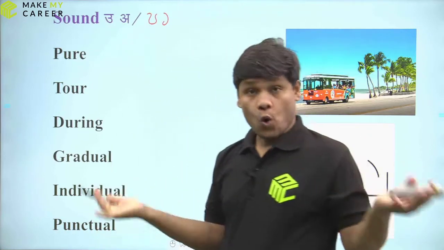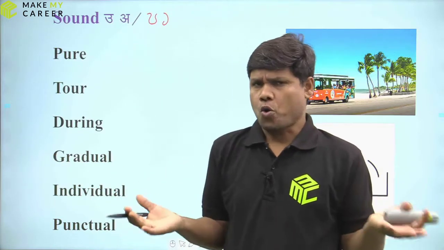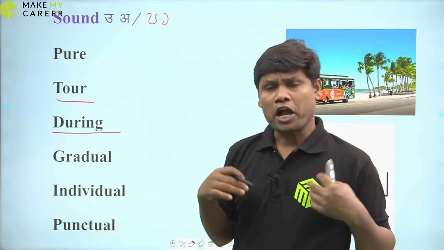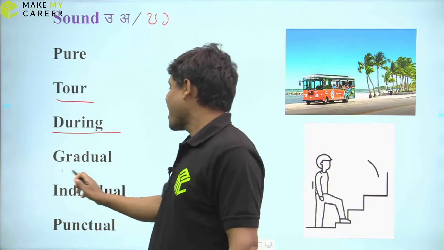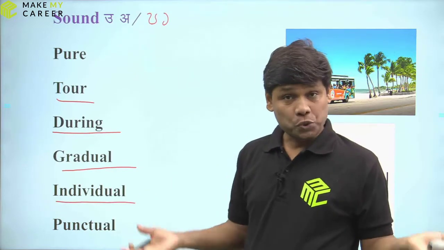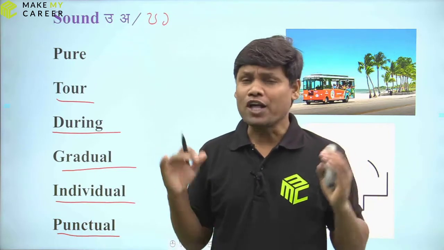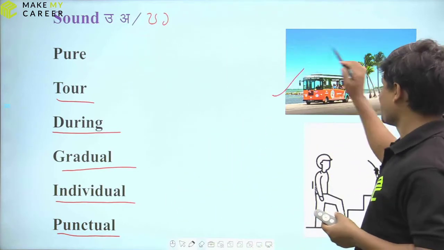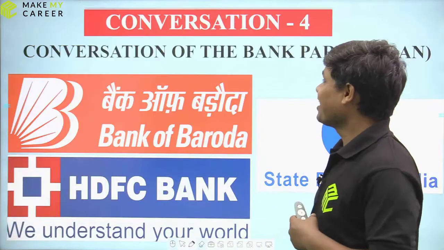This is what? Poor. How poor he is. He is poor. She's poor, right? No one is poor, okay? During, during. Guys, if I make any mistake during my teaching, please forgive me. Now, gradual. Next one is individual. Next one is punctual. Guys, be punctual. If you want to get something, be punctual. Okay, now you can see this is tour, and now this is a beautiful picture of gradual. Okay, now let's go ahead.